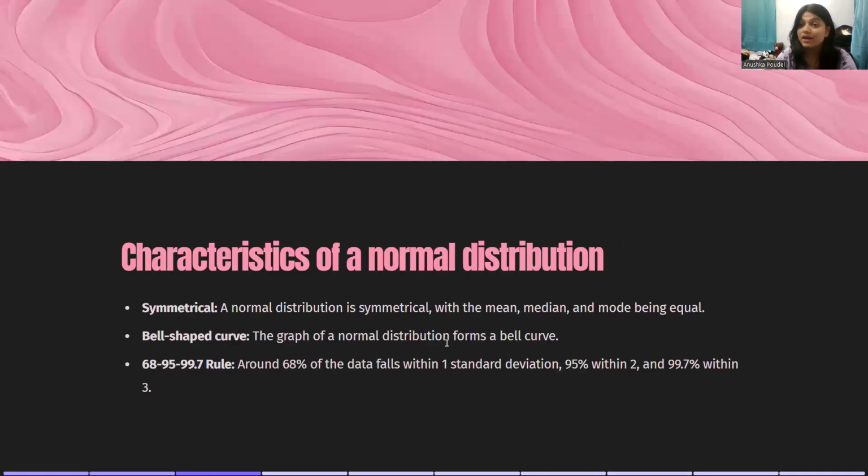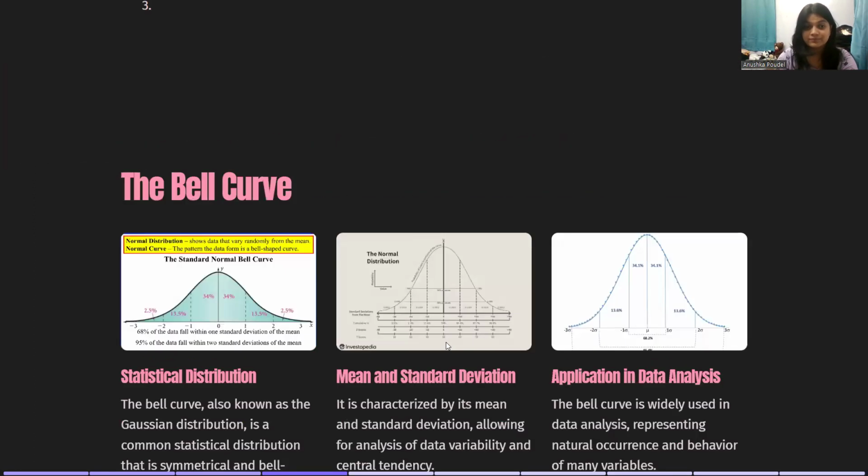Let's understand the characteristics of a normal distribution. Symmetrical. A normal distribution is symmetrical with mean, median, and mode being equal. Bell-shaped curve. The graph of this normal distribution forms a bell curve. We have a rule known as the 68, 95, 99.7 rule, which states that around 68% of the total data falls within the 1 standard deviation, 95% falls within the 2, and 99.7 within the 3.